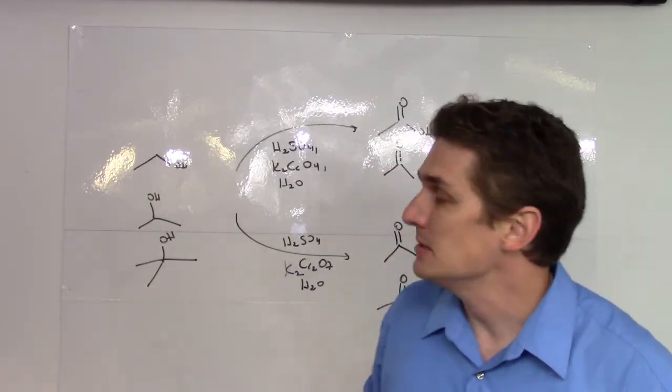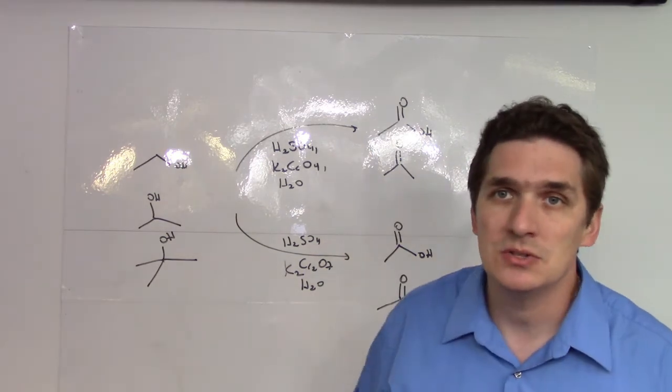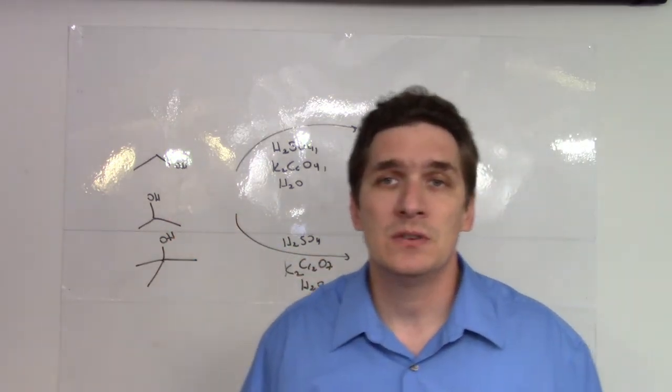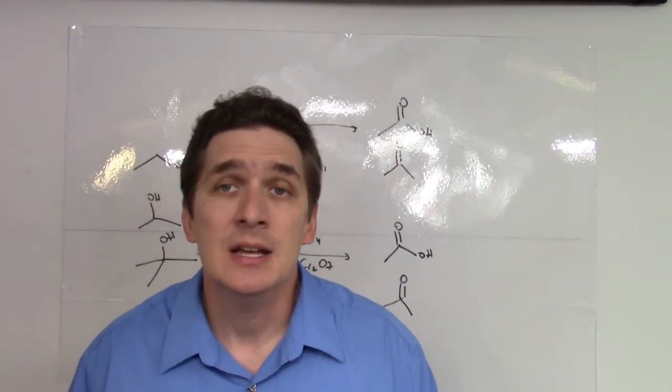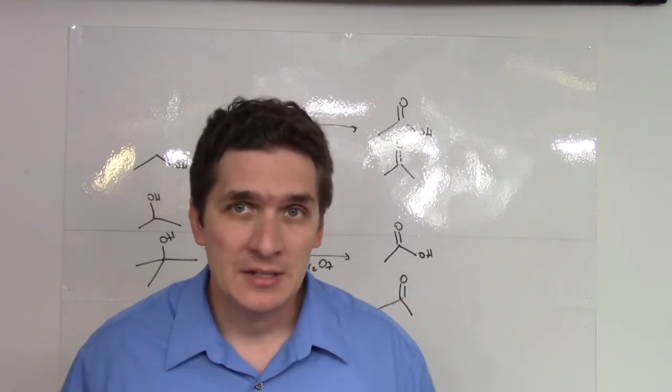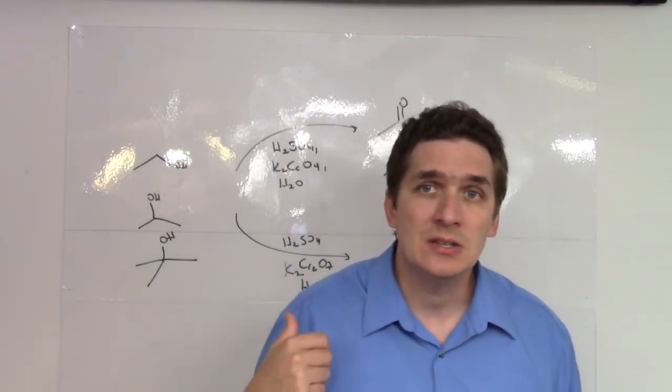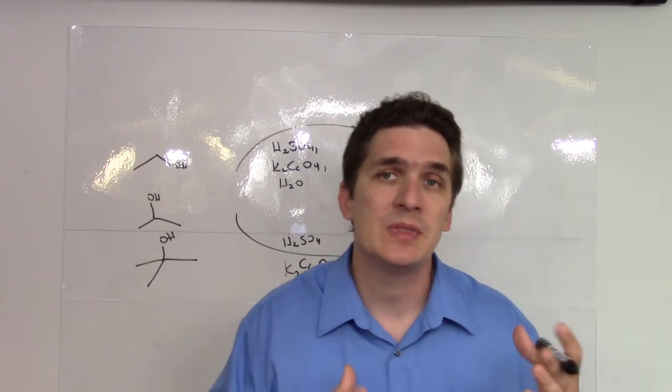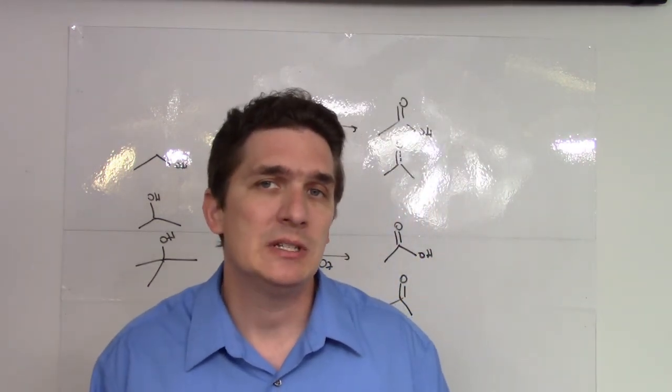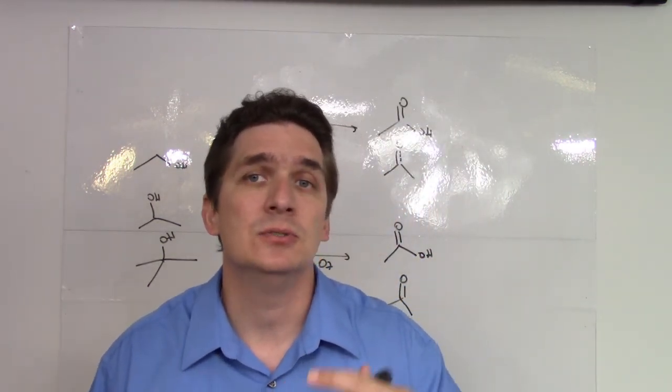For secondary alcohols, we're going to convert to the ketones, and for primary alcohols, we're going to convert to the carboxylic acids. Now, what if I want to form an aldehyde? Well, I can't do that with these compounds. These are far too aggressive. So, let's talk about the next video, a way we could take a primary alcohol and convert it to an aldehyde.